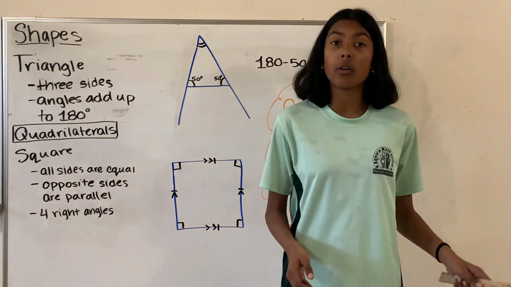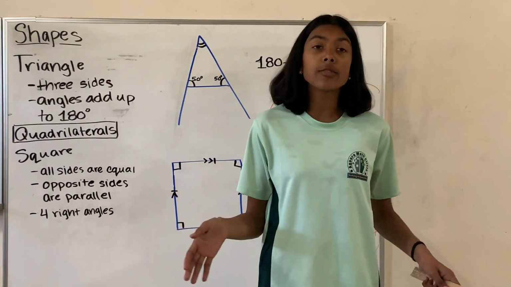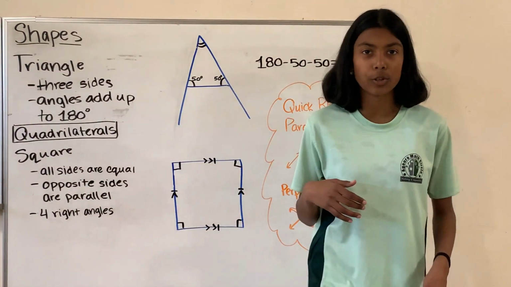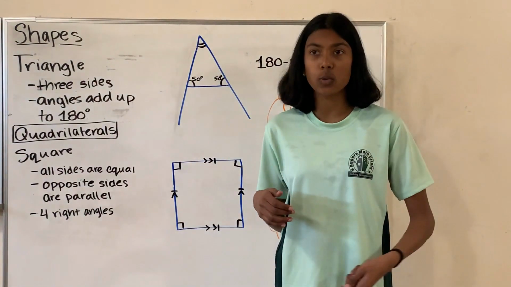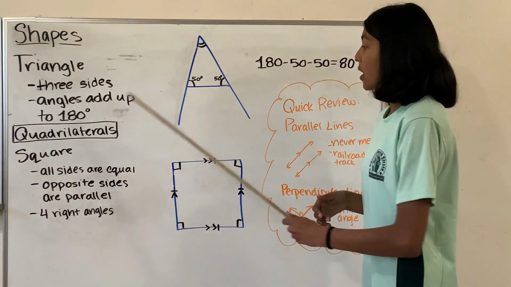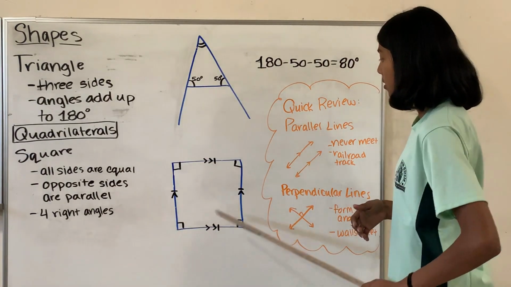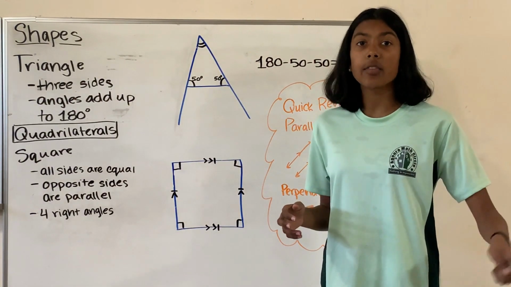Another cool thing about a quadrilateral is that all of its angles add up to 360. So here are some examples of quadrilaterals. We start off with our square. This is a square. All sides are equal. So this, and this, they all have the same length.